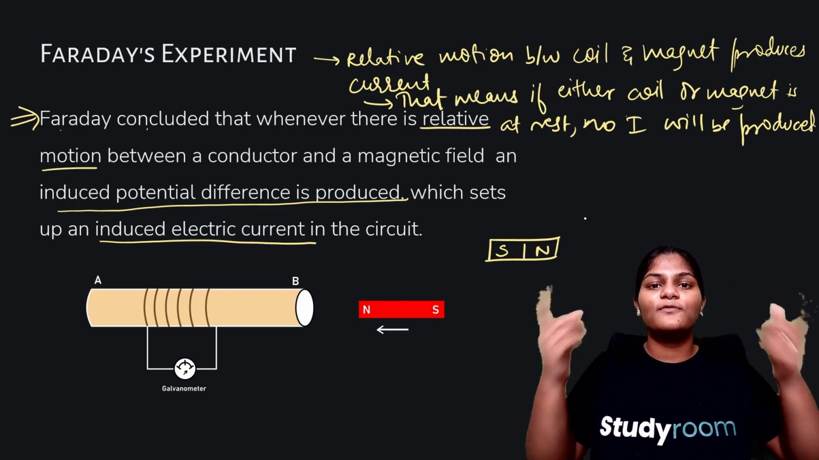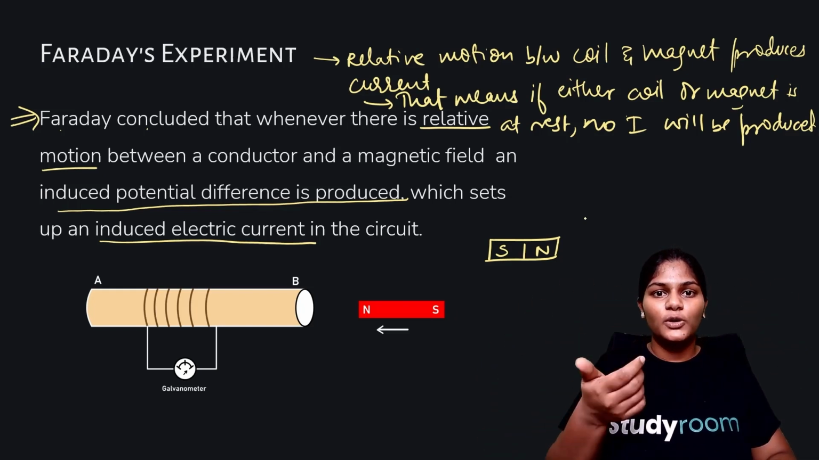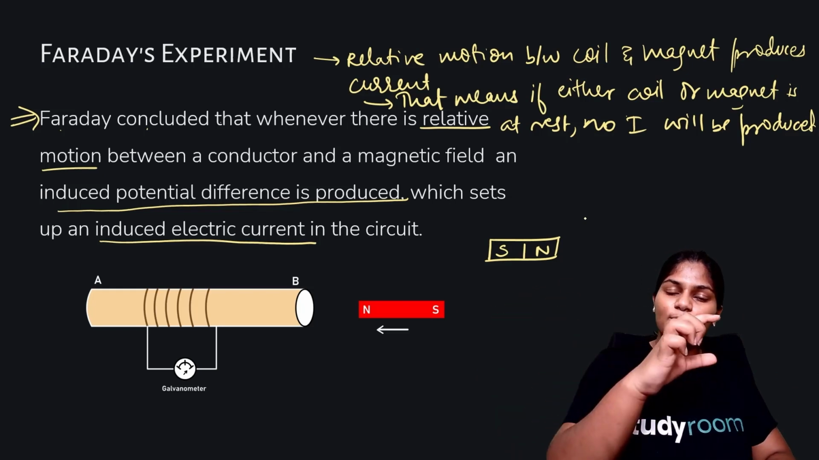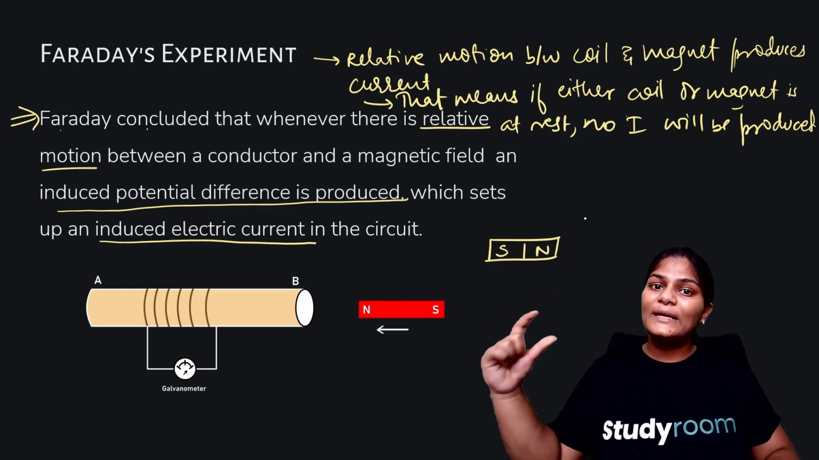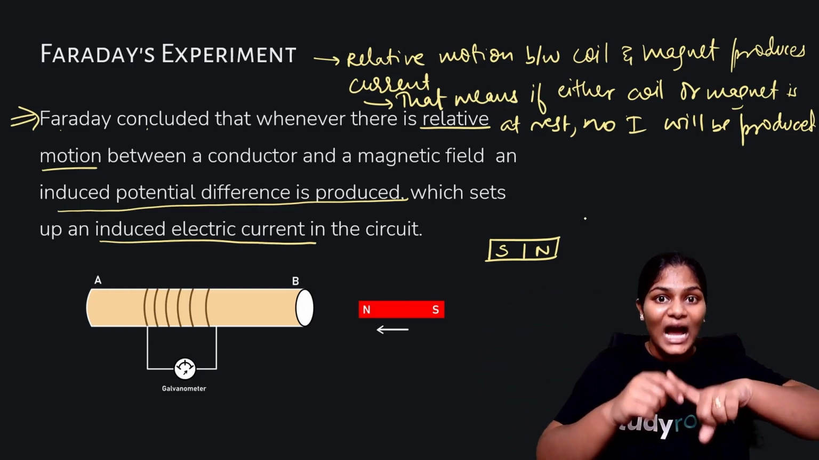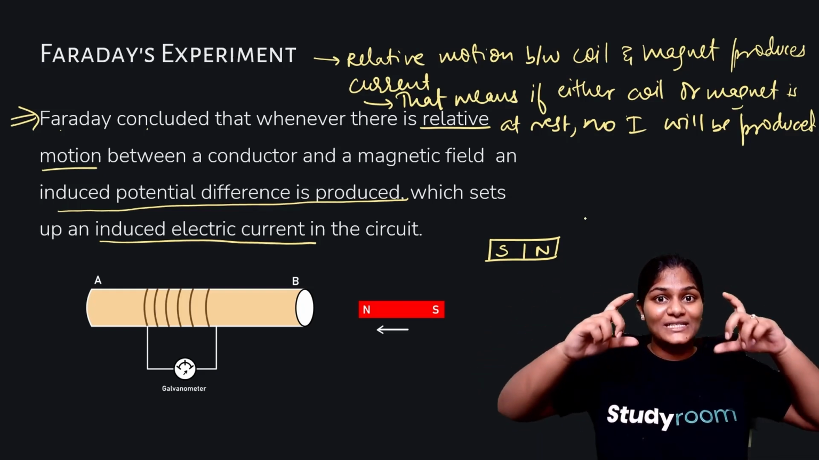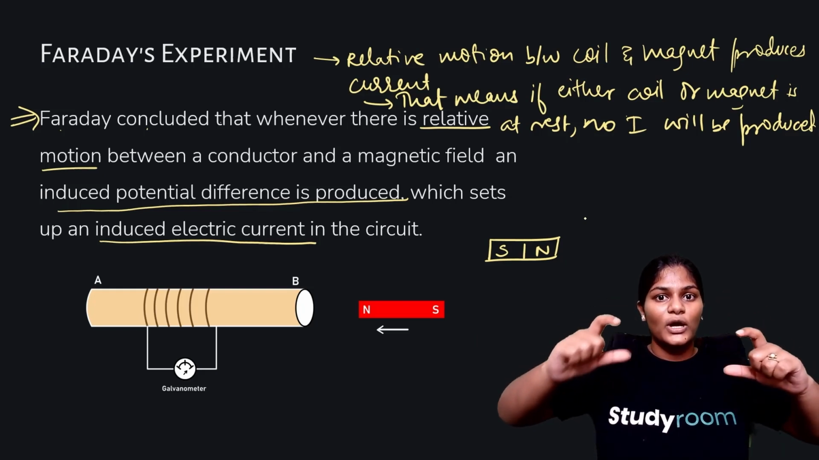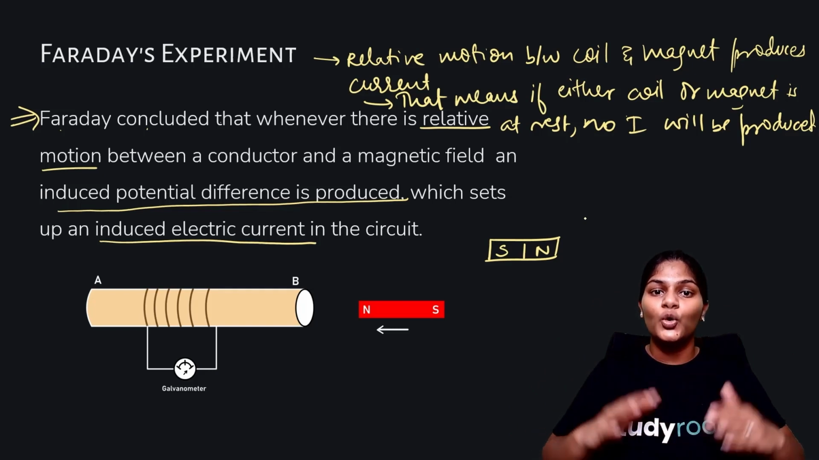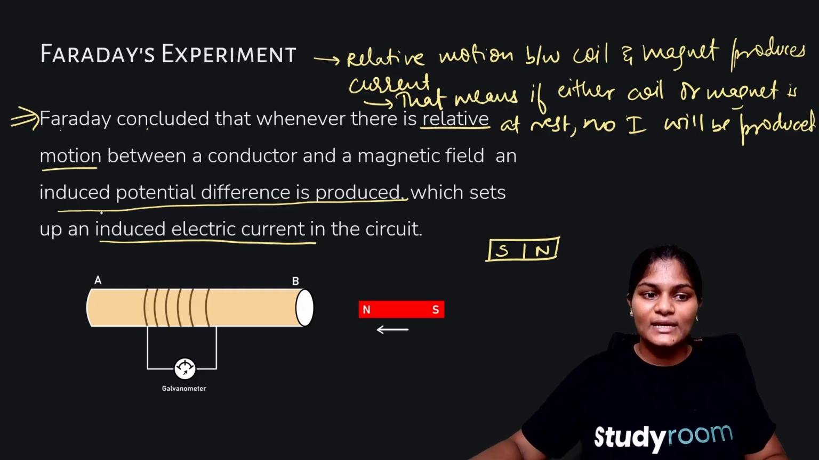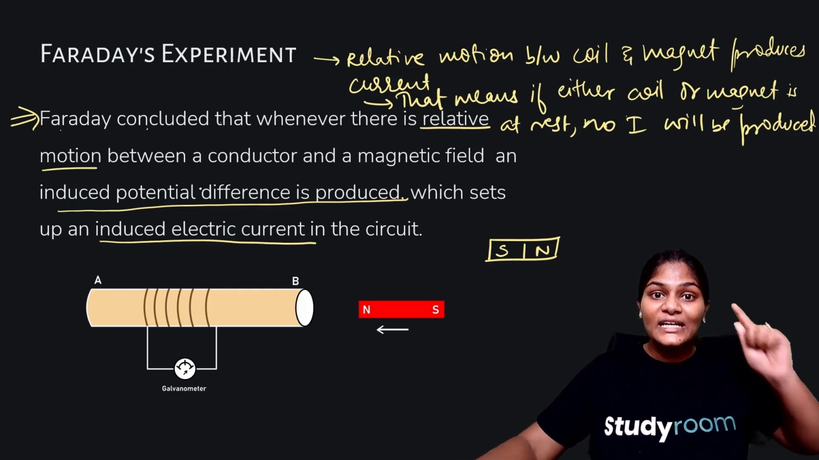So all you have to remember is that no matter which pole you are bringing, when it is quickly moved towards the coil, there is a deflection in one direction, and when you quickly move it away, the deflection is in the other direction. When you keep it stationary with respect to the coil, there is no deflection in the galvanometer, which means there is no current. So this is the process of inducing a current.